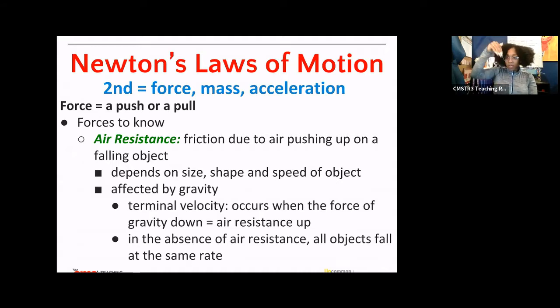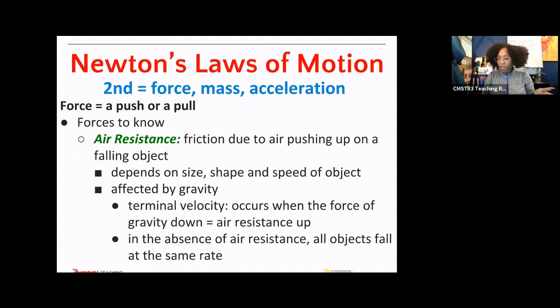Now, most things when they fall down will reach a point where the air resistance will be null and void. If you've ever heard the example about the ping pong ball and the bowling ball, if you throw them off the building, which one will hit the ground first? Technically they'll hit the ground at about the same time. That means both of them will reach a point of terminal velocity where the air resistance will be canceled out and everything will fall at the same rate, which is the rate of gravity.